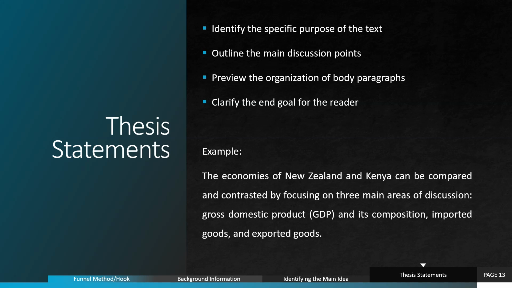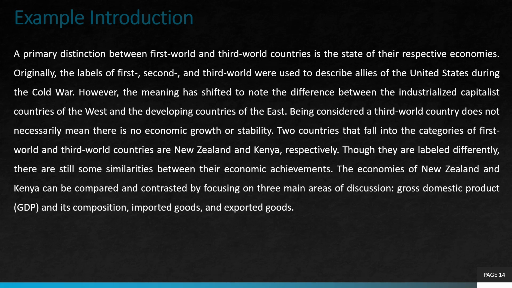Now that we've concluded talking about introductions, we're going to look at the example introduction. I will read this to you because I want you to hear what it sounds like put together. A primary distinction between first world and third world countries is the state of their respective economies. Originally, the labels of first, second, and third world were used to describe allies of the United States during the Cold War. However, the meaning has shifted to note the difference between the industrialized capitalist countries of the West and the developing countries of the East.